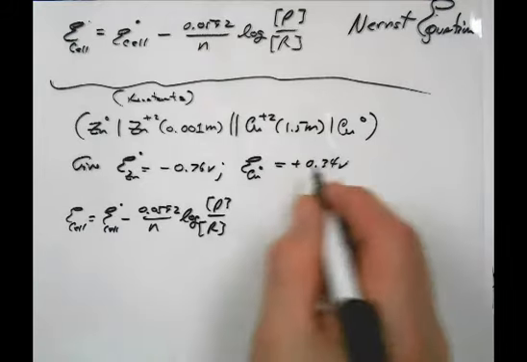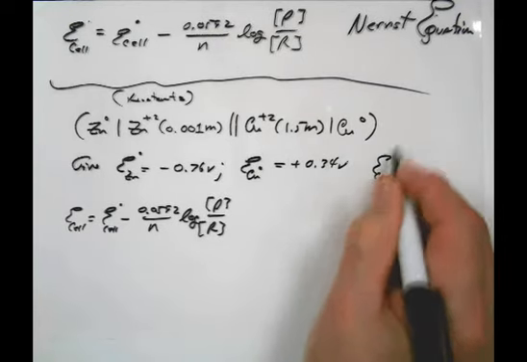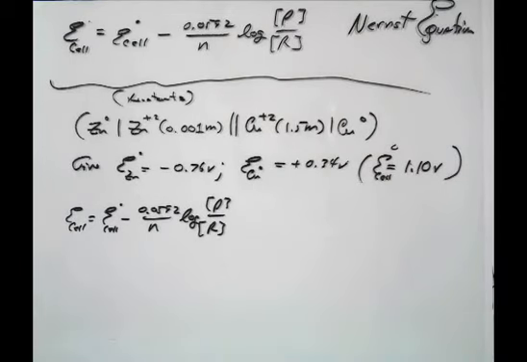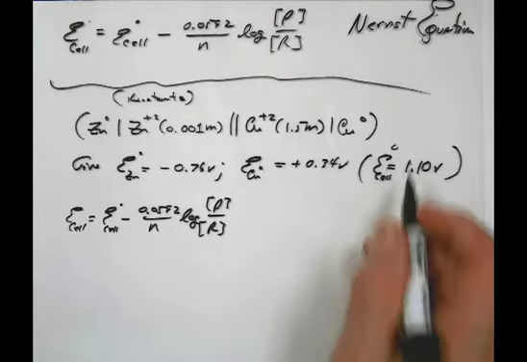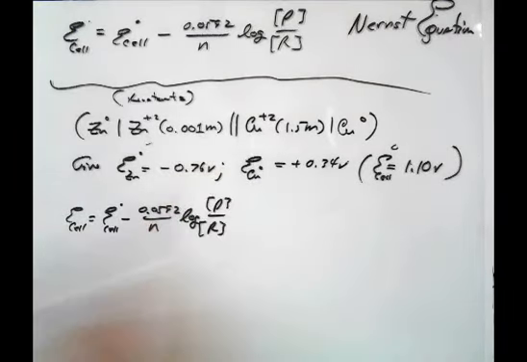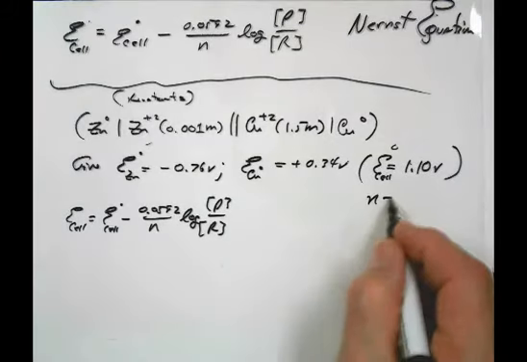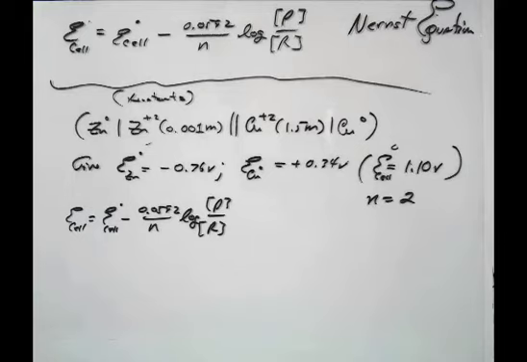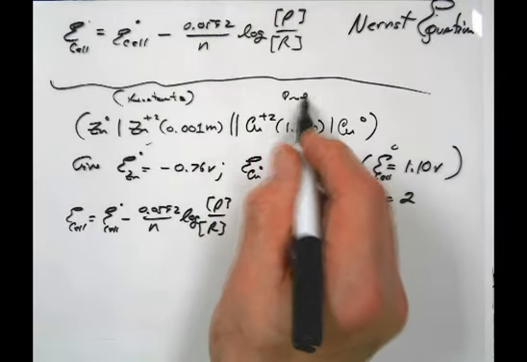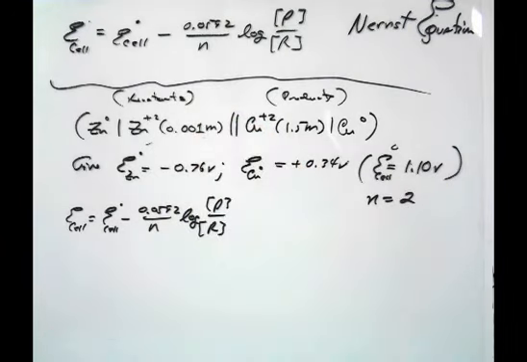So we know that the E cell, we calculated this a couple of times, is 1.10 volts. All right, so that would go right here. Also, in the zinc copper charge transfer, N will equal 2. Everybody okay on that? Okay. The product concentration is 1.5 and reactant concentration 0.001.